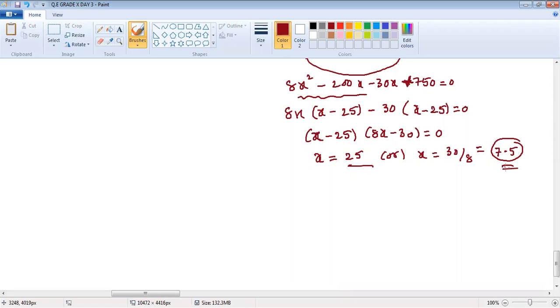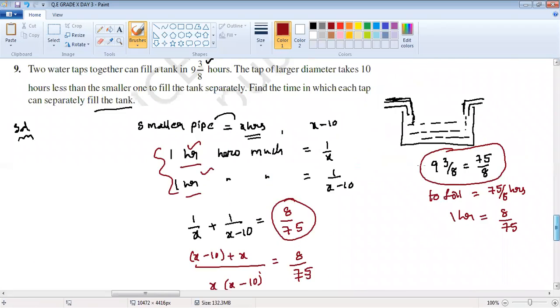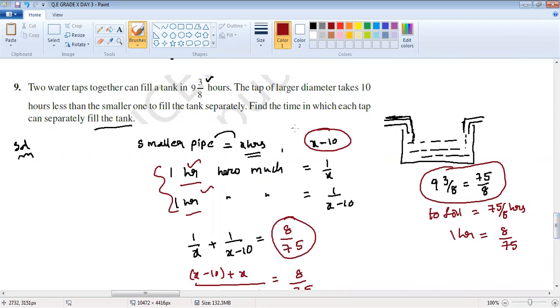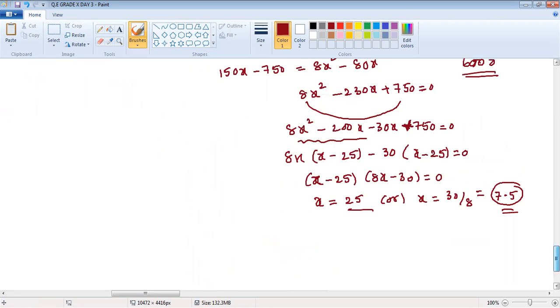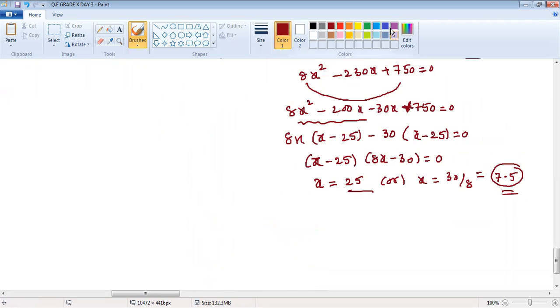Why not 7.5? Look, say x equal to 25 is correct. Then x equal to 7.5. Another pipe will take x minus 10, right? So when you take 7.5 minus 10, what will you get? Minus 2.5. Sir, how can we take it? We can't take a negative form. That's the reason we will say x equal to 25.